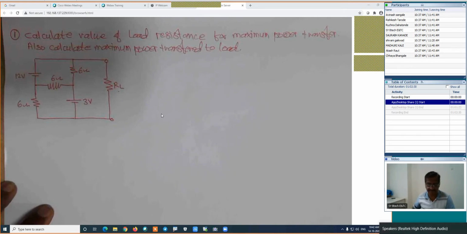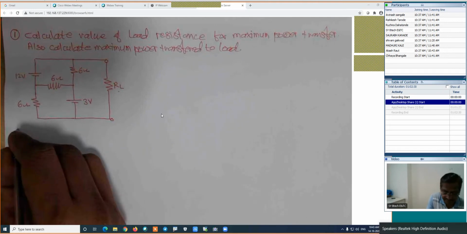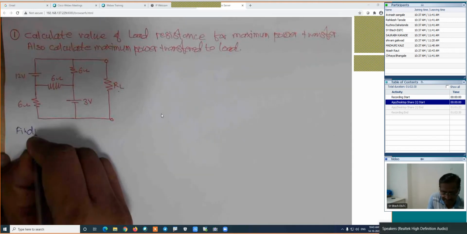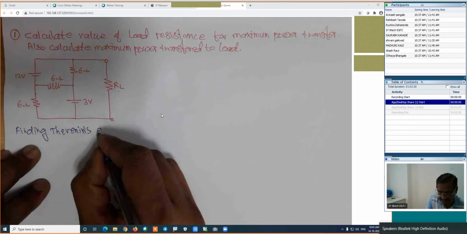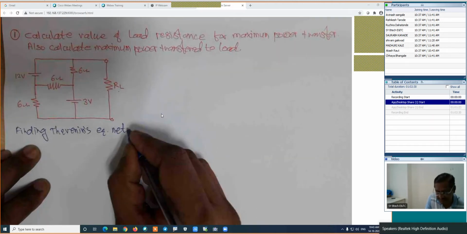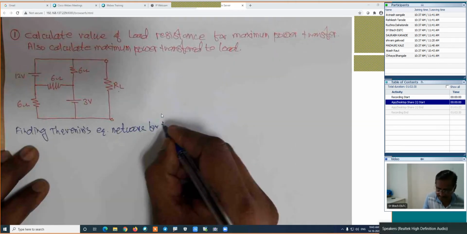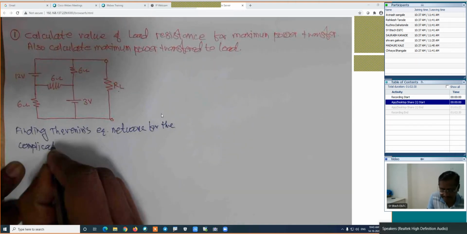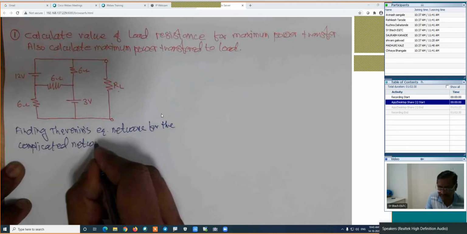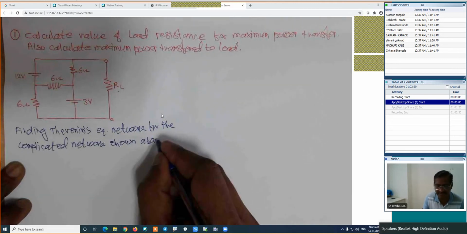I will write the same. First, we will find out Thevenin's equivalent network for the complicated network shown above. Is it right? This is the first step.